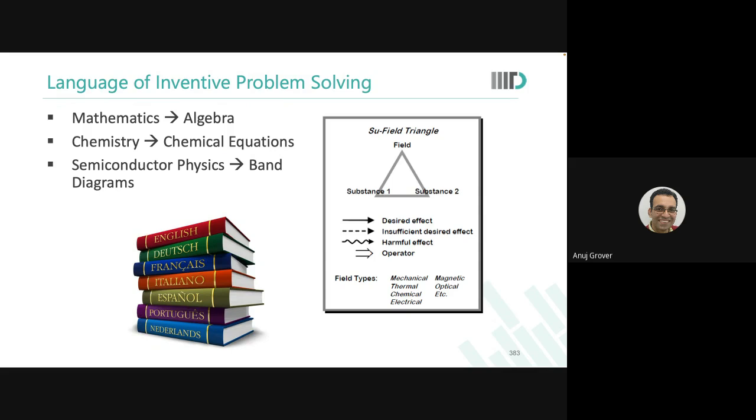When there is a harmful effect, I will use a wavy sign. When there is an insufficient effect, similar things. So basically, he did this first. And exactly similar thing we kind of copied in the function model approach. So this legend you almost know.